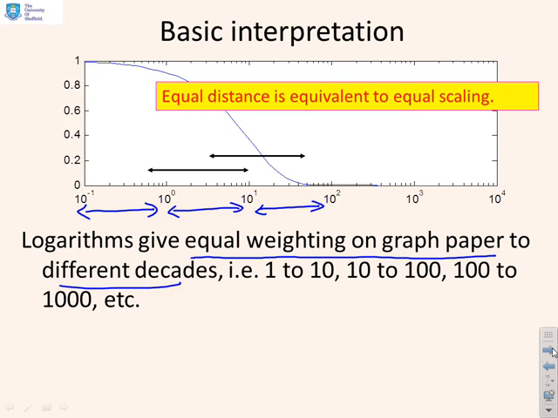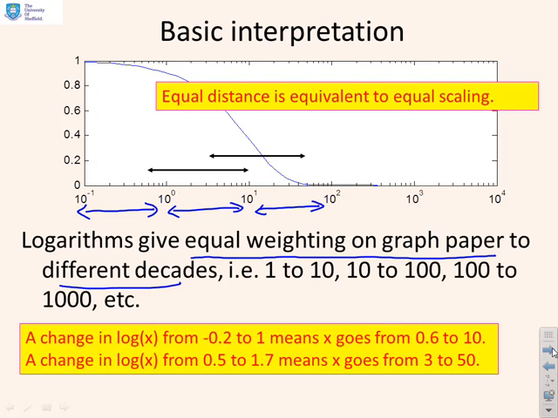So this is the other thing. If you look at these two double arrows that I've just put on, there's actually something quite interesting about those. Those are the same length. So if you look at what I've done, with the first one, log x has gone from roughly minus 0.2 to 1. Okay, so the distance I've moved in the log scale is 1.2. But if I look at the underlying values of x, you'll see there were 0.6 and 10.